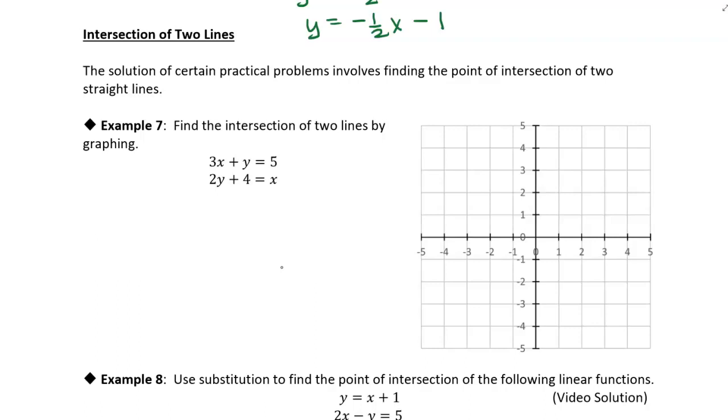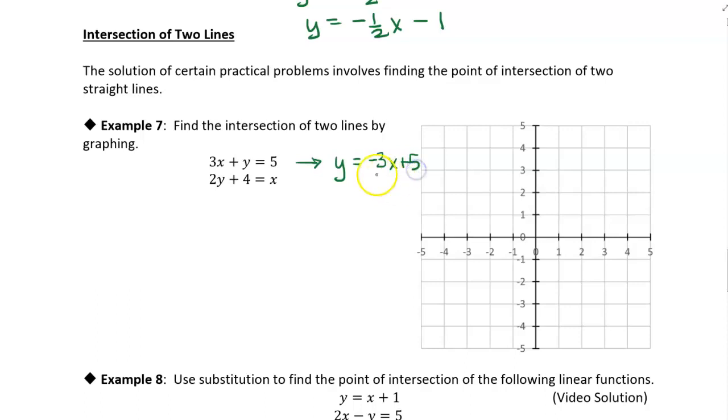Now the easiest way to graph a line is if it's in slope-intercept form, right? Because then I can just plot that intercept and then use the slope to find the next points. So the first thing I'm going to do is rewrite these in slope-intercept form. This first equation is pretty straightforward. If I just subtract 3x from both sides, I'll get y = -3x + 5.